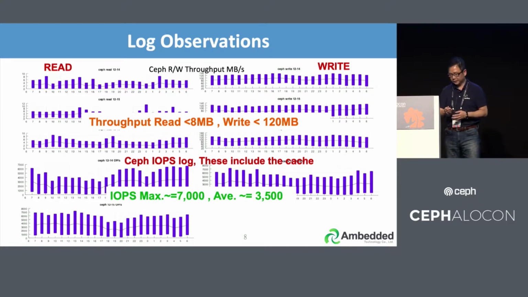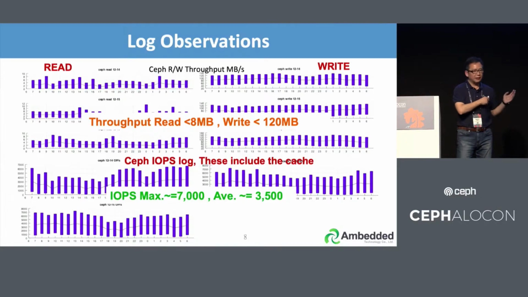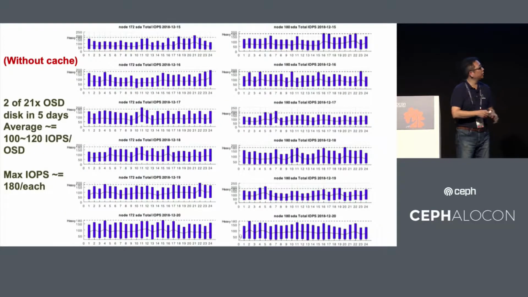It's quite clear. We also checked two of the 21 OSDs, because with the Ceph numbers, there's a cache in between, so we cannot say from this number that the hard drive is overloaded. So we have to check other numbers. What we check is the disk IOPS. We get the log from every disk.